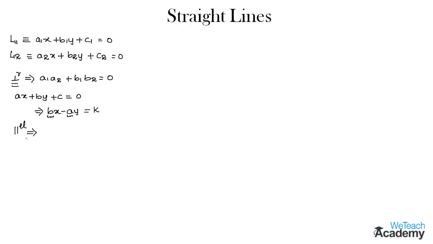So L1 and L2 are said to be parallel if and only if A1 B2 is equal to A2 into B1. And therefore, the equation of a line parallel to this line will be Ax plus By equal to K. So here you can observe that these lines just differ in the constant term. So these lines are said to be parallel lines.